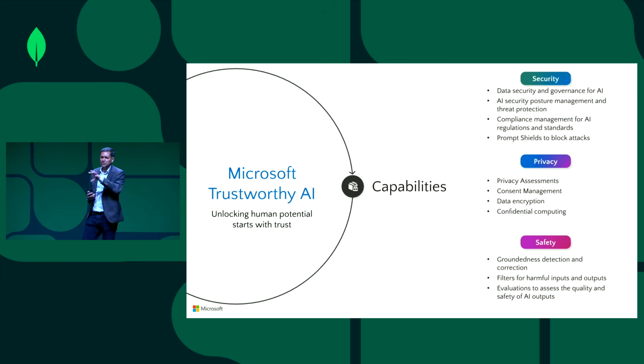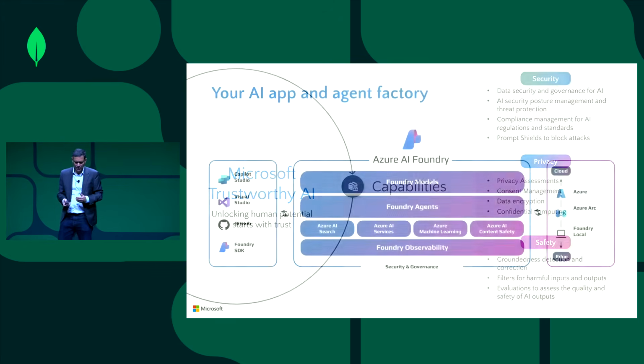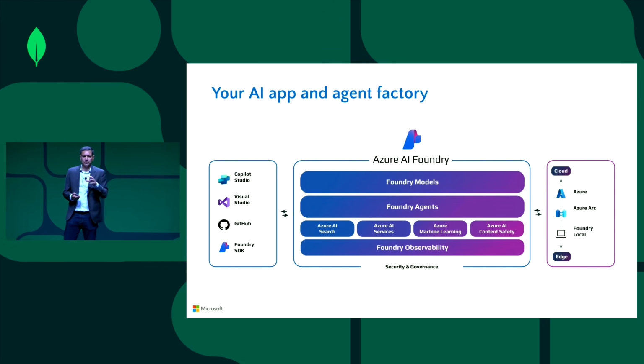So in summary, what we call a defense in depth approach, so that you can build AI systems ready from the ground up. One of the Azure solutions that implements this trustworthy AI framework is known as Azure AI Foundry, which brings together all the key components in one unified platform so that you can build and deploy AI agents and apps at scale, right?